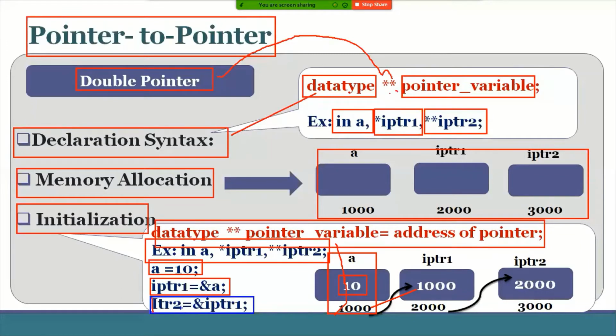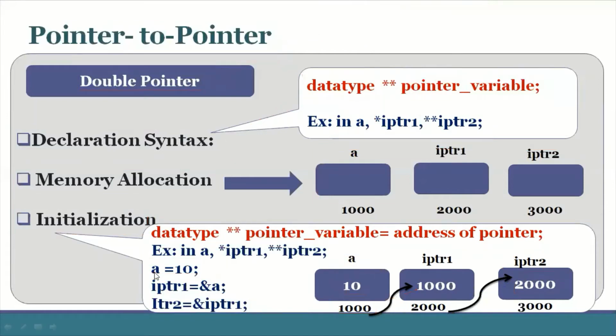And IPTR2 is actually our double pointer variable. A double pointer variable is initialized with what? A single pointer. That means a single pointer holds the address of an ordinary variable, and a double pointer holds the address of a single pointer. So the single pointer's address is what here? IPTR1's address is 2000. That is given to IPTR2. So IPTR2 holds the address of the single pointer. Now with the help of this IPTR2, I can access the value of A, which is a dereferencing operation that we will discuss in the next slide.